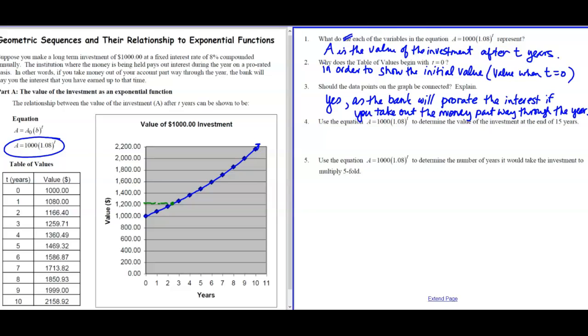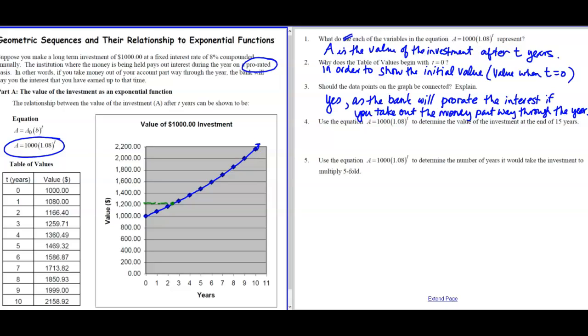Okay, so get out your calculator, Kelly. Is that halfway? Yeah.